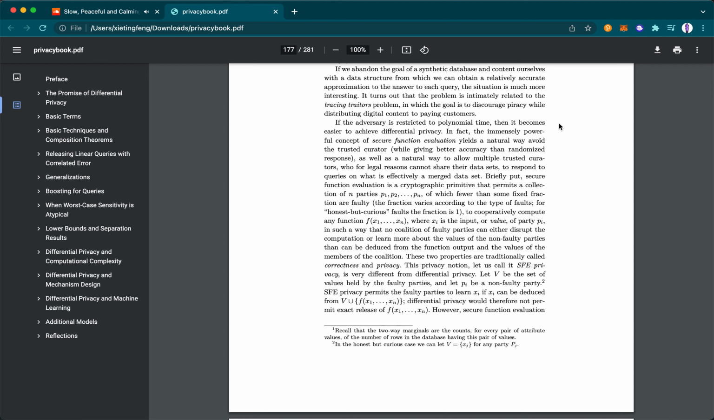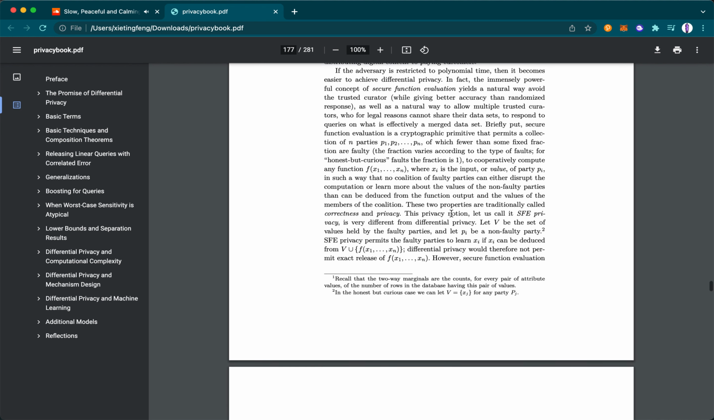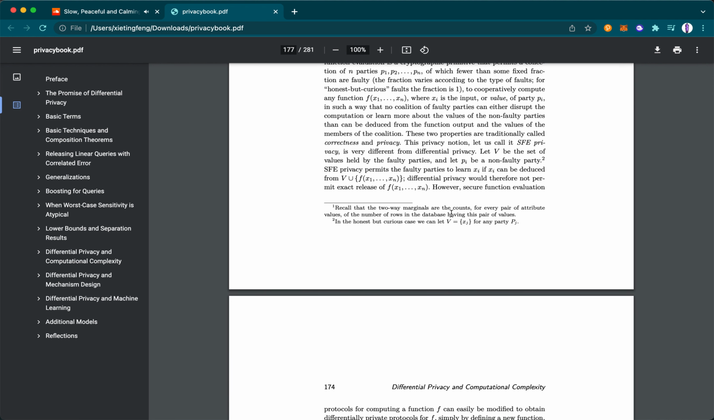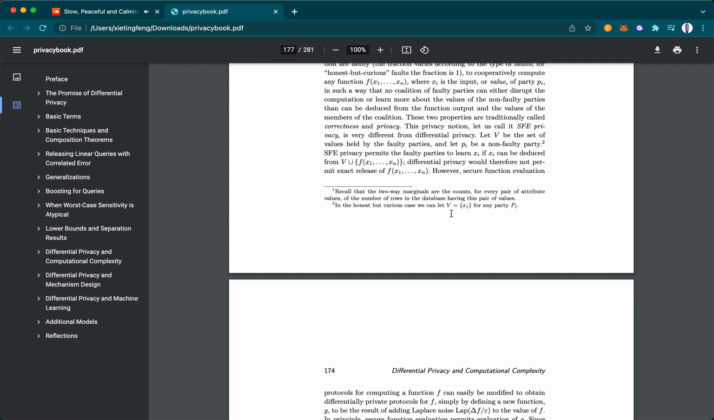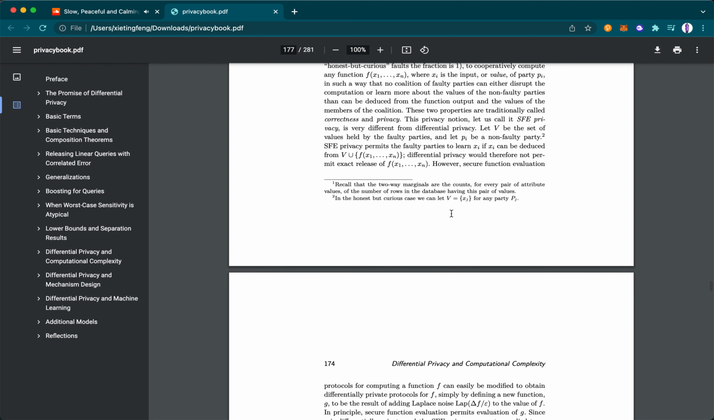Briefly put, secure function evaluation is a cryptographic primitive that permits a collection of n parties, P1, P2, ..., Pn, of which fewer than some fixed fraction are faulty, to cooperatively compute any function f(x1, ..., xn), where xi is the input, or value, of party Pi. The fraction varies according to the type of faults; for honest but curious faults, the fraction is 1. The computation is done in such a way that no coalition of faulty parties can either disrupt the computation or learn more about the values of the non-faulty parties than can be deduced from the function output and the values of the members of the coalition. These two properties are traditionally called correctness and privacy.